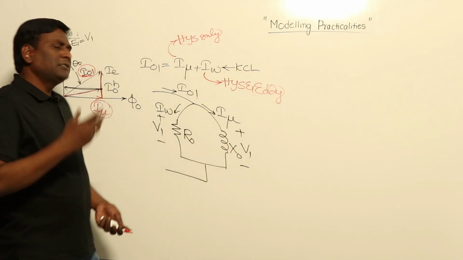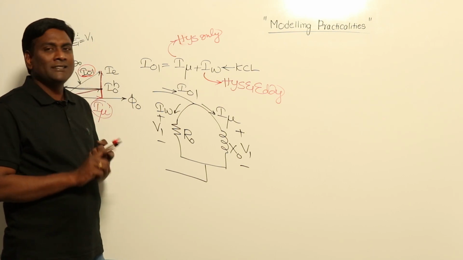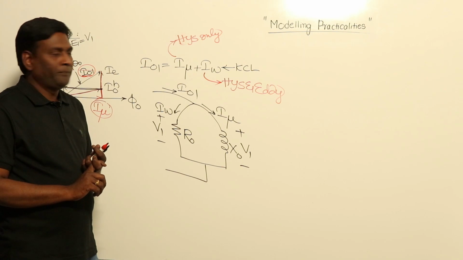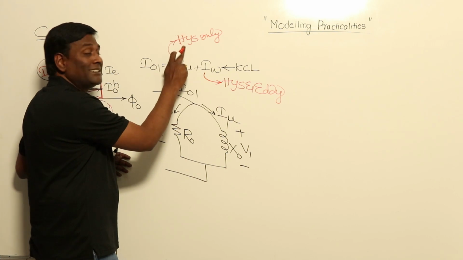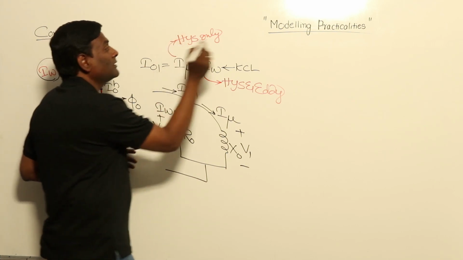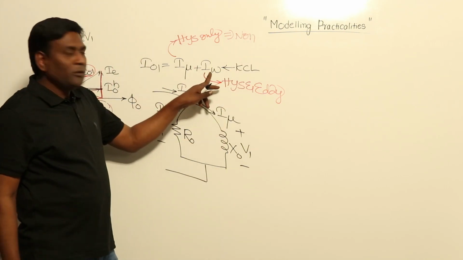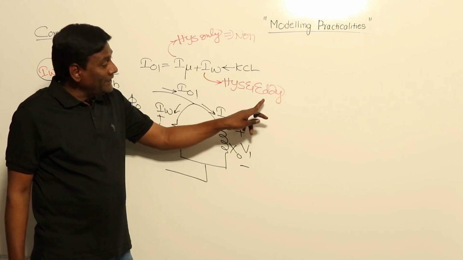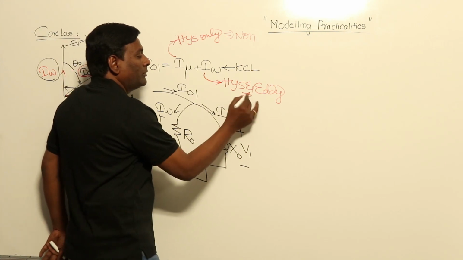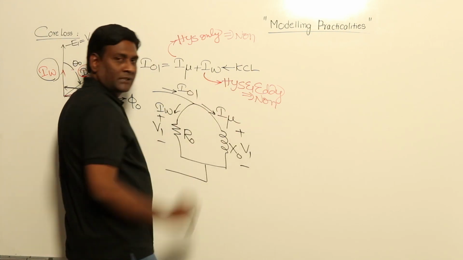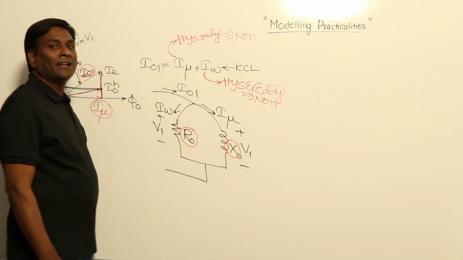Now, as I told you before, hysteresis is non-linear. Just remember that way: hysteresis is non-linear, eddy currents are linear. Now I mu, the magnetizing component of current, is decided by hysteresis only. Hysteresis is linear or non-linear? Non-linear. And IW will be decided by both hysteresis and eddy current. Eddy current is linear, but hysteresis is non-linear. So the IW component also will become non-linear. Non-linear means that this particular R0 and X0 are going to be non-linear.